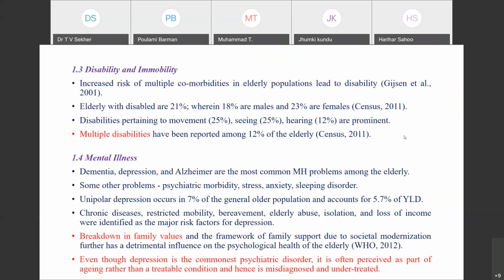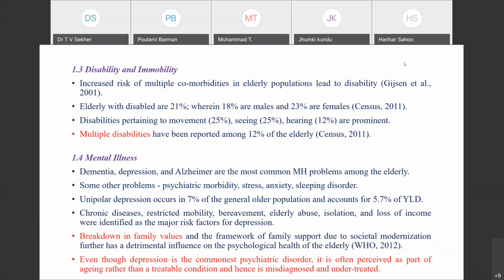Coming to disability and immobility, we can see an increased risk of multiple comorbidities in the elderly population that leads to disability. Elderly who are disabled are about 21%, wherein 18% are males and 23% females. And multiple disabilities have been reported among 12% of the elderly.